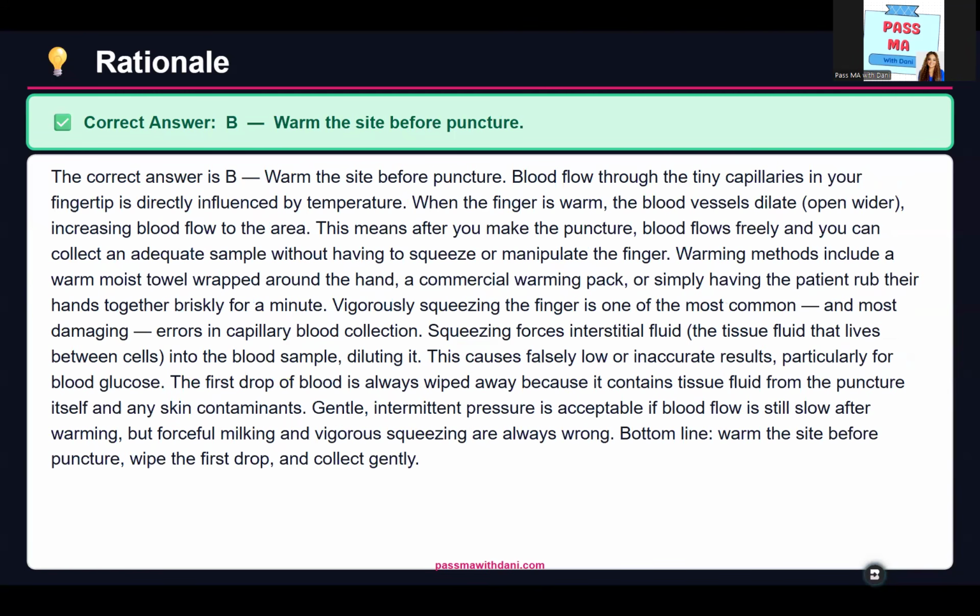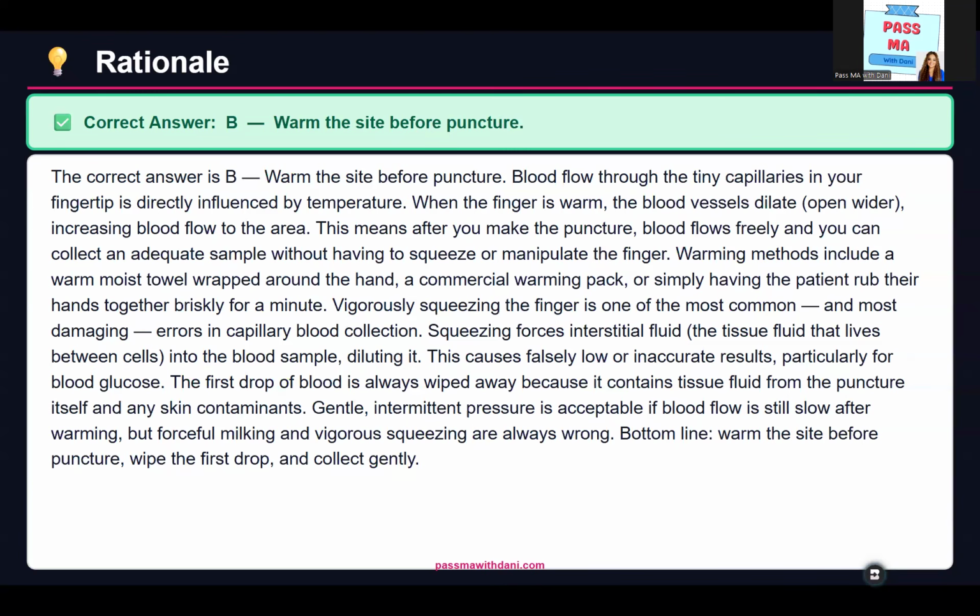Now, blood flows through tiny capillaries in our fingertips, and it's directly influenced by temperature. When your finger's warm, those blood vessels dilate. They open up a little bit wider, and this does increase blood flow to the area. So after you make the puncture, blood's going to flow freely, and you can collect an adequate sample without having to squeeze or manipulate the finger.